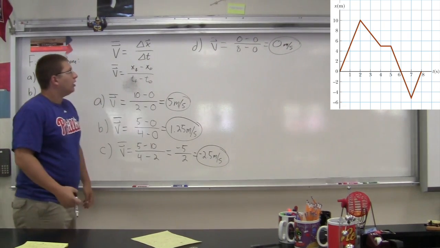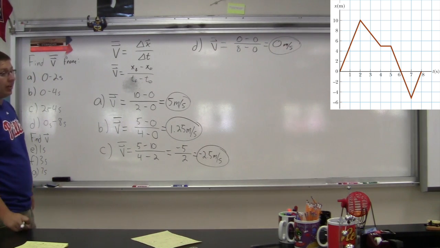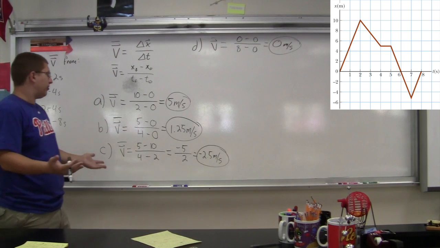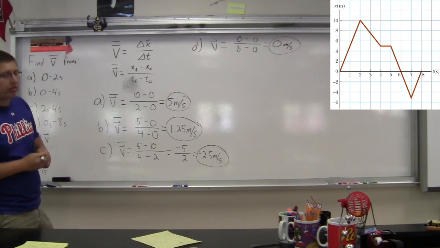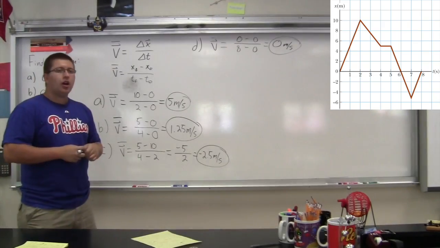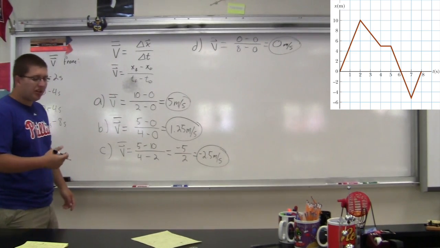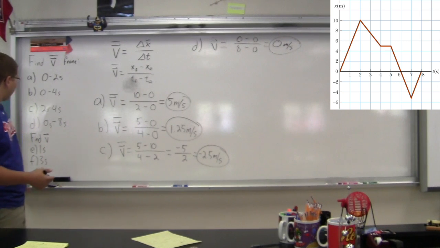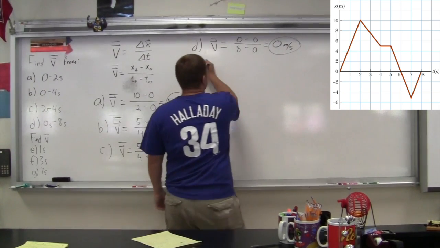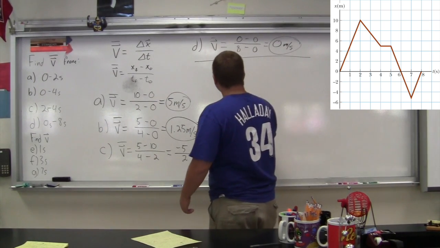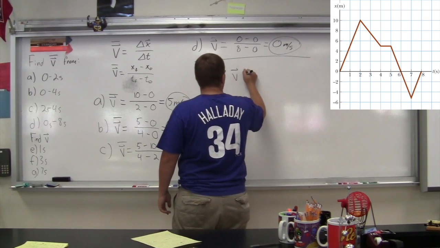So that's average velocity. You'll notice average velocity looks a lot like slope. We've talked about that before. Velocity is slope on a position versus time graph. Knowing that, we can find the instantaneous velocities fairly easily, which is what we're asked to do in parts E, F, and G. So, part E, we want to know the velocity at 1 second.